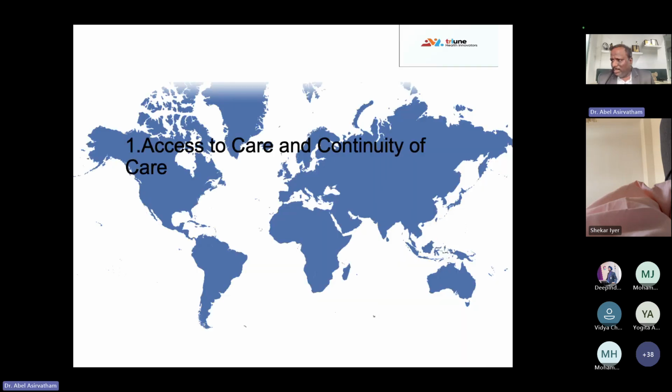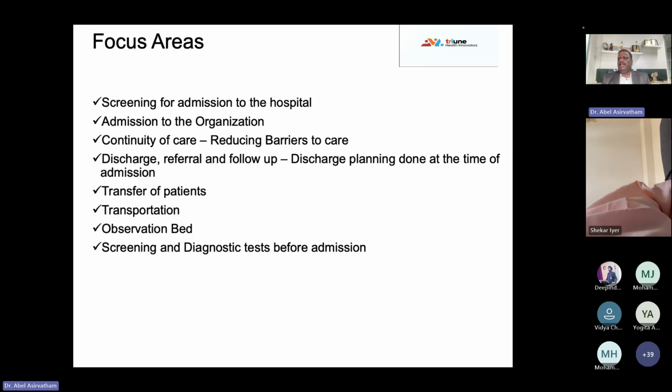Then coming to the chapters, let us see the first chapter, access to care and continuity of care. It mainly talks about screening for admission to the hospital, admission to the organization, continuity of care and reducing barriers of care. This part I'm just reading for the benefit of those who are new to JCI. Then discharge, referral, follow-up, discharge planning done at the time of admission, transfer of patient, then it talks about transportation, observation beds, and what are the screening and diagnostic tests before admission.